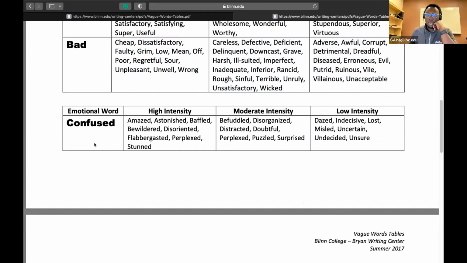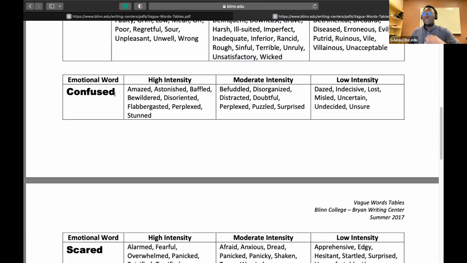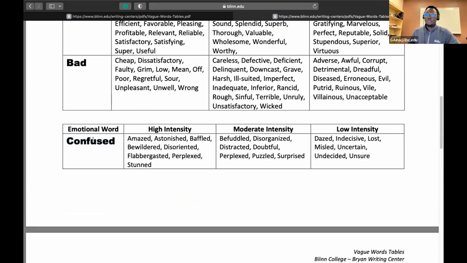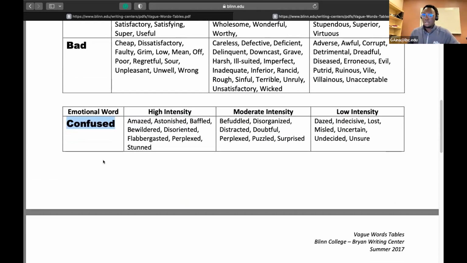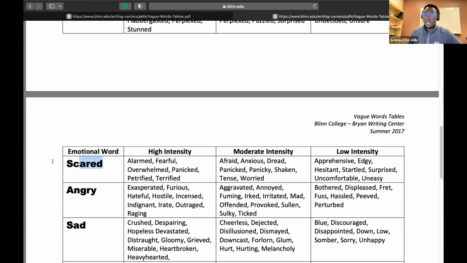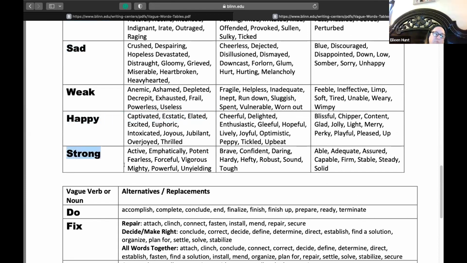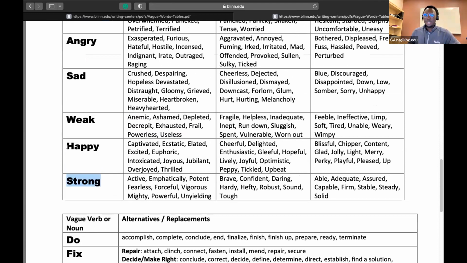Now there are emotional words too. Words like confused, scared, angry, sad, weak, strong. Avoid these because those are vague words. For instance, look at the word happy here. If I say the professor was happy with his research, Carol, can you help me with that?